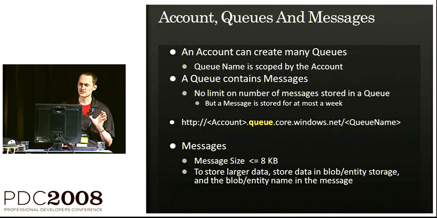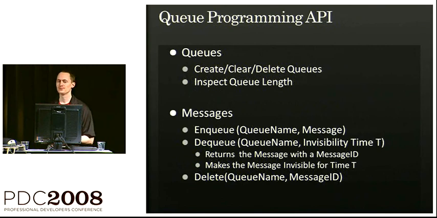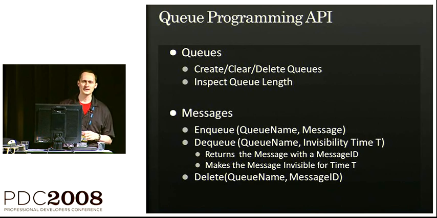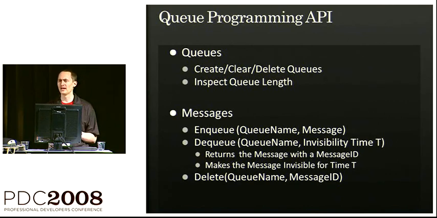Now, for the functions that we support, for queues, you can create, delete, and clear queues. And you can also inspect the content length of a queue. And this is a pretty important feature, because inspecting the content length of a queue between a web role and a worker role allows you to determine potentially how to scale your worker roles.